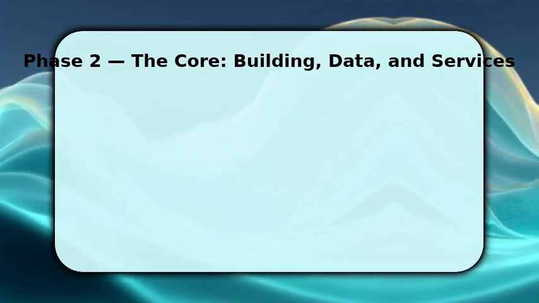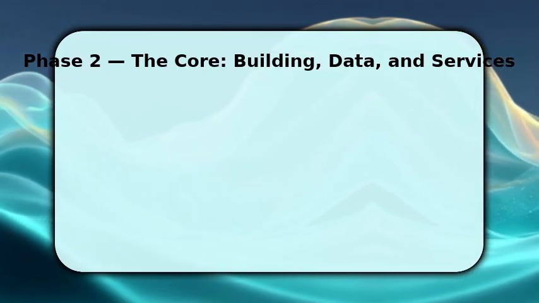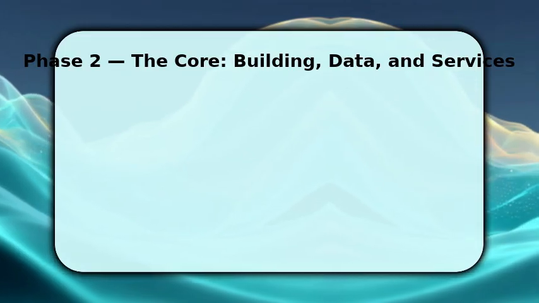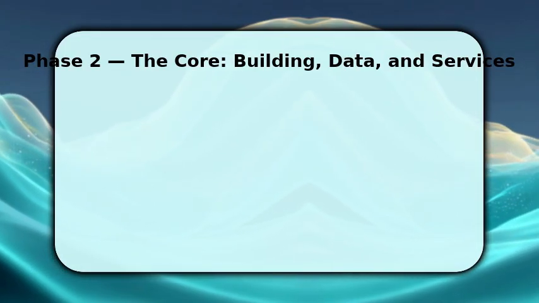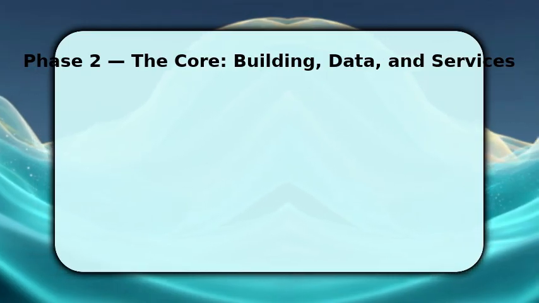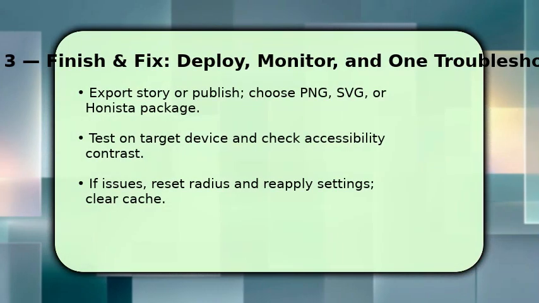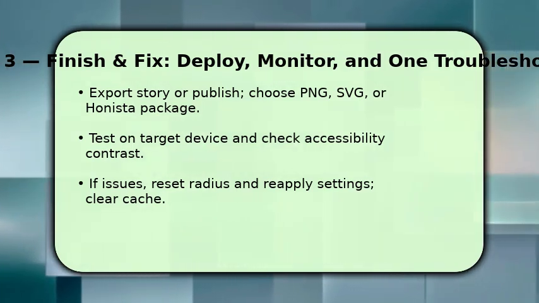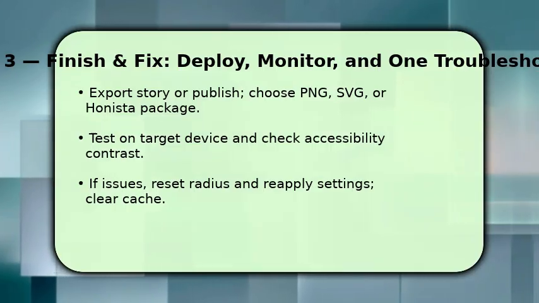If the mention overlaps text, reduce size or shift position. These adjustments ensure both aesthetics and readability. Finish by exporting or publishing the story in the format you need. Pick PNG, SVG, or the Honista package so mentions remain editable. Then test on the actual device or browser to verify scale and contrast.